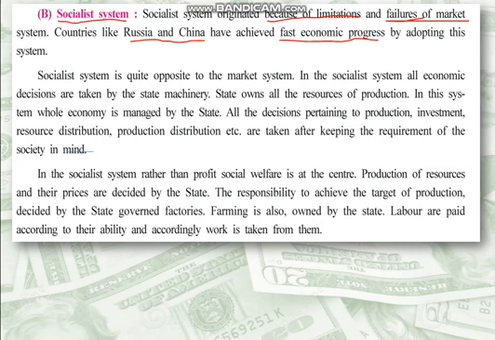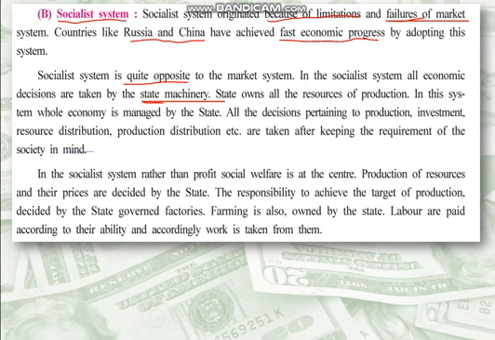The socialist system is quite opposite to the market system. It is not exactly like the market system. You can revise that particular video for your understanding, or you can read in your textbooks. In the socialist system, all the economic decisions are taken by the state. See, the first major differentiation is that all the decisions are taken by the state, while in the market system the decisions were taken individually or were owned by the private sector.